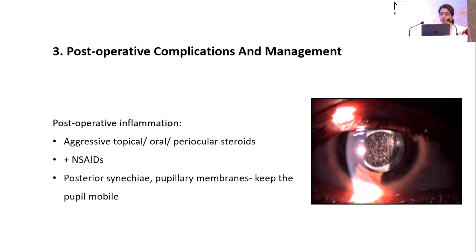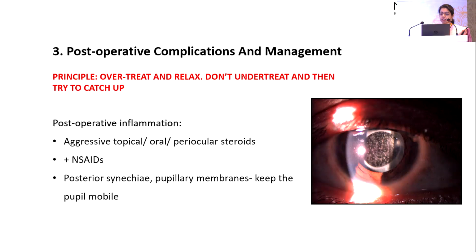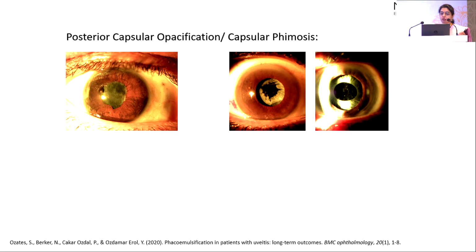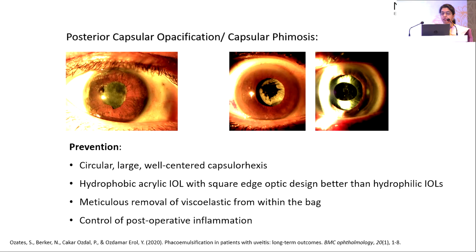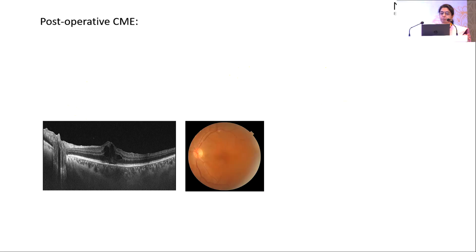Posterior synechiae and pupillary membranes can be avoided by keeping the pupil mobile. The principle is to over-treat and relax and not under-treat the inflammation and then try to catch up later. You can also have cocooning of the intraocular lens if the inflammation is not controlled. Capsular phimosis is also a common complication, but all this can be avoided with a large rhexis. Hydrophobic intraocular lenses are preferred, and there should be meticulous removal of the viscoelastic.